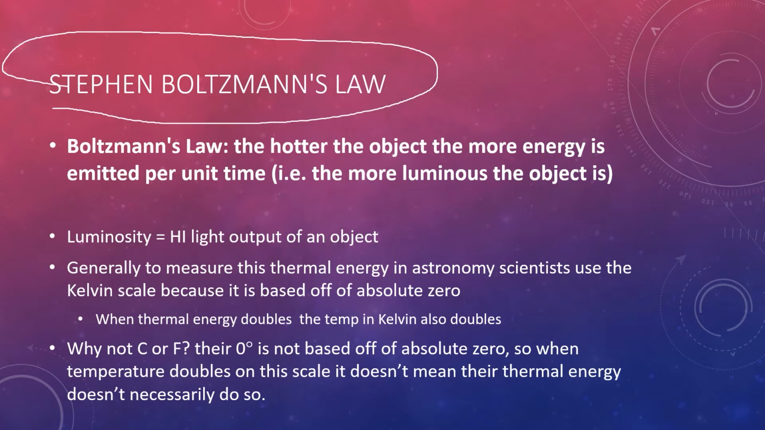Anyway, we're looking at how hot these objects are. We can't use Celsius or Fahrenheit because their zero degree is not based on absolute zero. So when temperature doubles in this scale, it does not mean the thermal energy is also doubling. Versus Kelvin, where absolute zero is zero. It's cold, and if the temperature goes up, the thermal energy goes up.